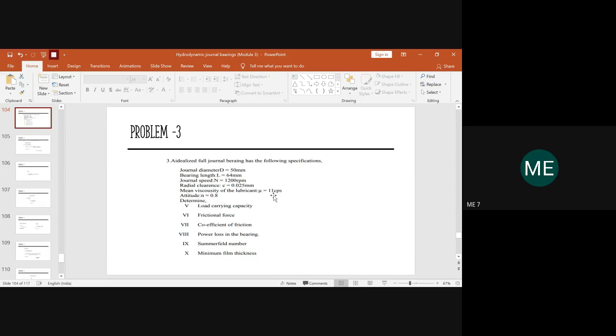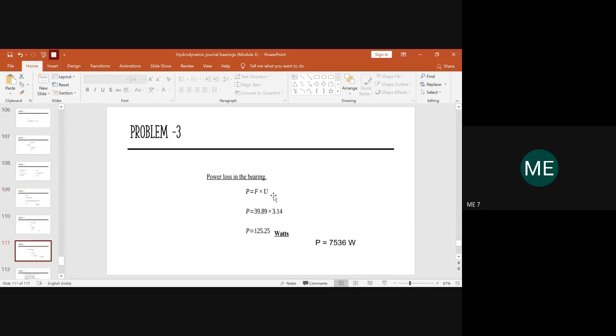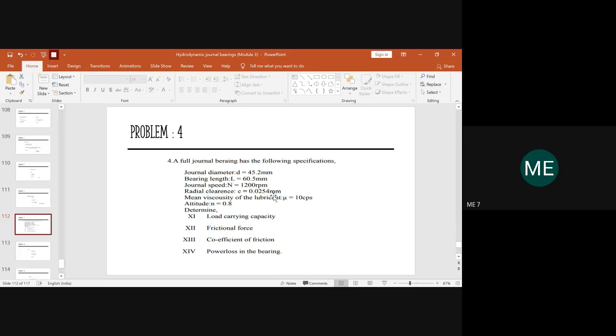So I will just give you one more problem. This is again a simpler one. Kindly note down. It is a full journal bearing. Everyone kindly take down the problem. It is a full journal bearing, again with the specifications mentioned as follows.